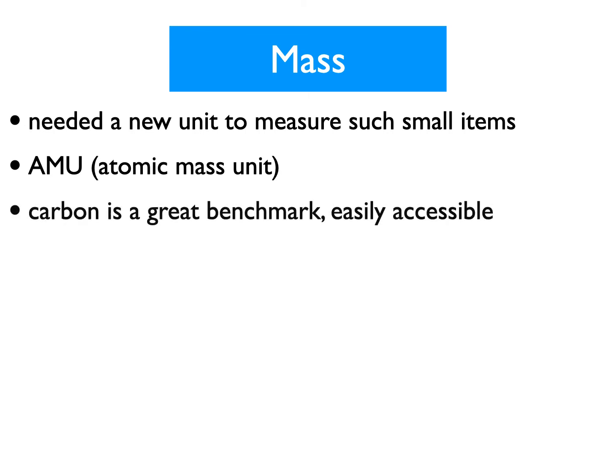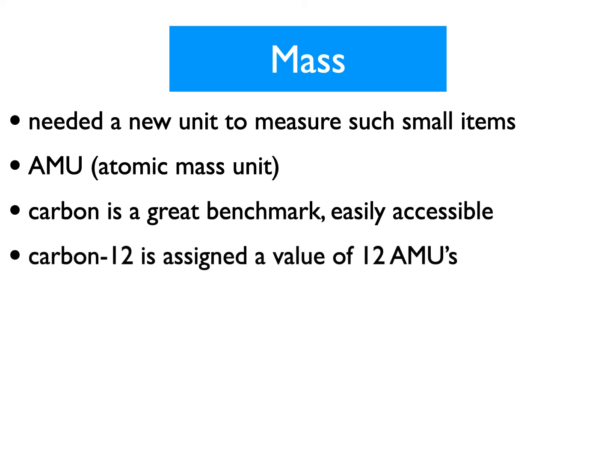And again, we're using carbon as our benchmark. Chemists came up with a way of defining this and arbitrarily took the most plentiful isotope of carbon, carbon 12, and assigned it a value of 12 AMUs. Now remember, when I give you an isotope and I state a value, I'm stating the mass number. And you have to remember that mass number is the number of protons plus neutrons.